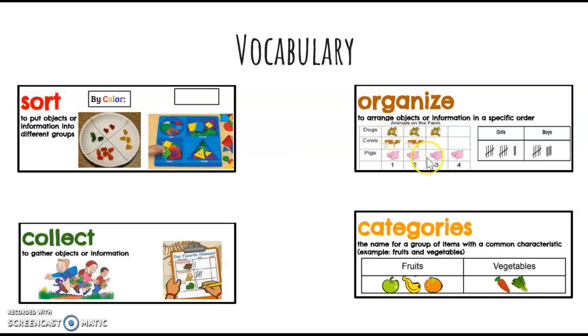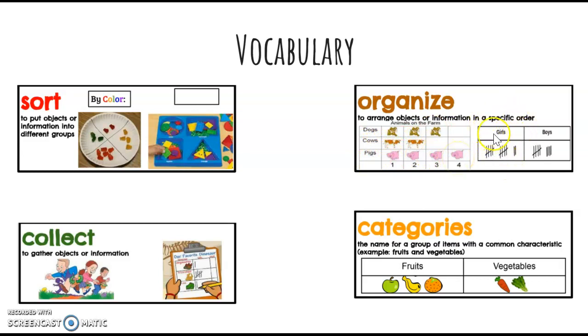Good. Our next vocabulary word is organize. Can you say organize? Organize means to arrange objects or information in a specific order, okay? So if you notice here on this picture graph, which is what we're going to talk about later on in the week, what they did was they organized all of the animals. So they put all of the dogs together, they put all of the cows together, and they put all of the pigs together, okay? That's organizing.